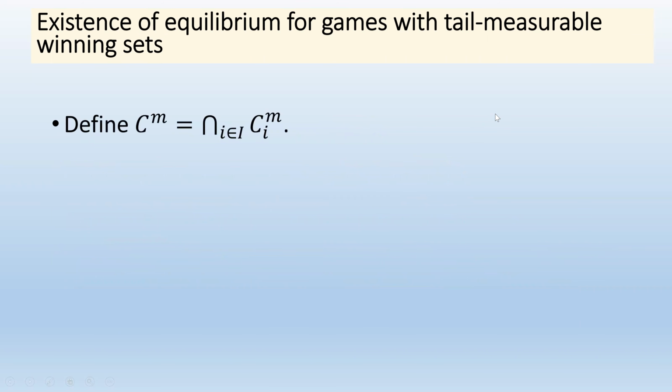Now we define the set Cm, which is the intersection over all the players of Cim. So this is basically the set of plays where after m periods, all players are still alive, in the sense that all players still have a continuation of the play, each one in his respective Ci.